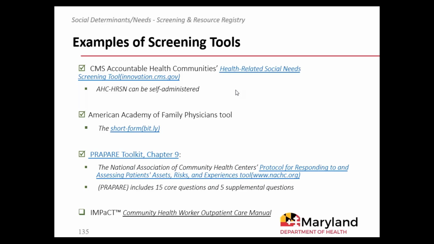The next screening tool that we have listed here is the American Academy of Family Physicians tool. This is an assessment that community health workers use that is comprised of 15 questions and aimed at 5 core health-related social needs. We then have listed here the Prepare Toolkit.